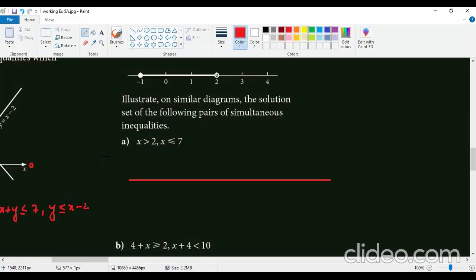First of all, I am going to make a 2 here, 2, 3, 4, 5, 6 till 7, and this is greater than, so that means it's going to be an empty circle, and it's going to be a full circle over here at 7. So this is how you're going to represent this on a number line. Then comes part B.